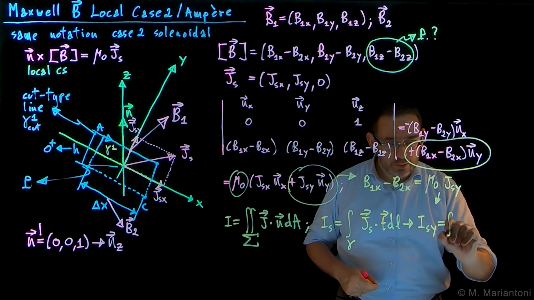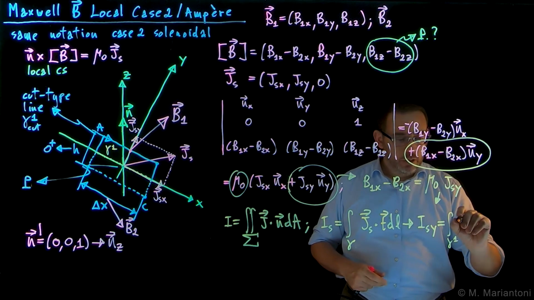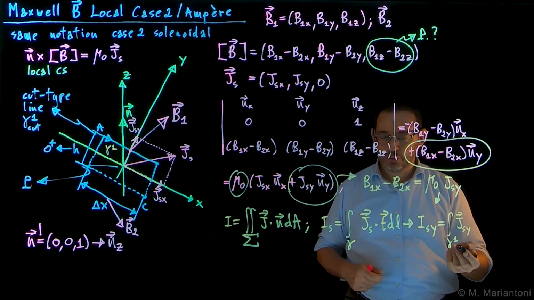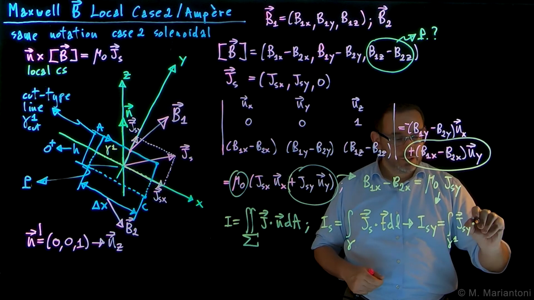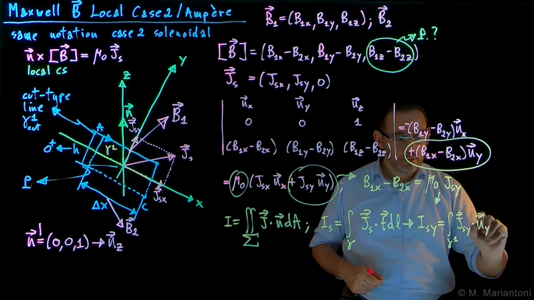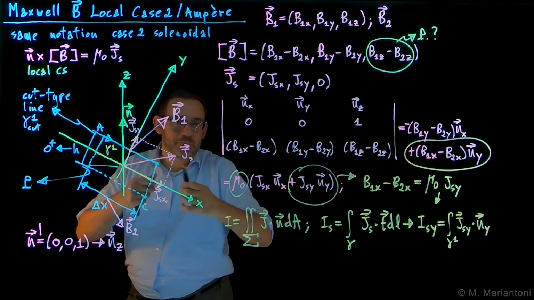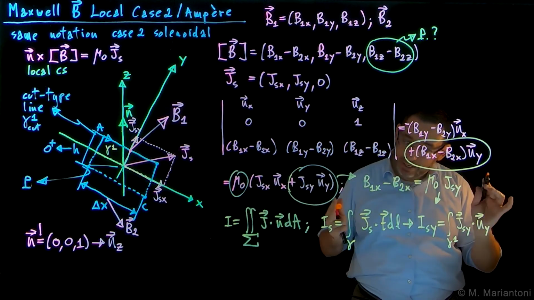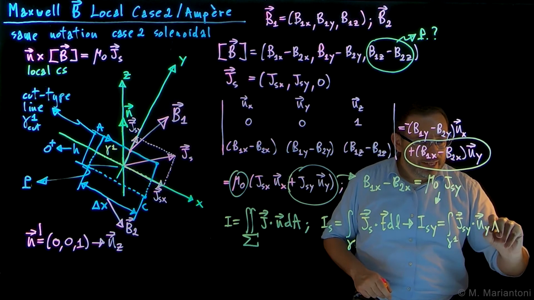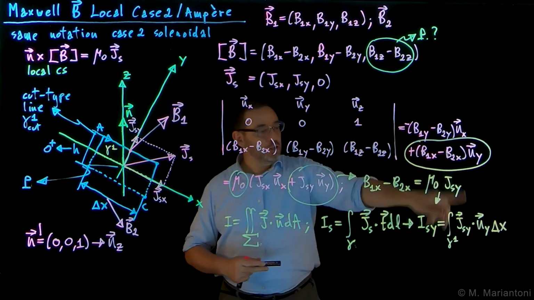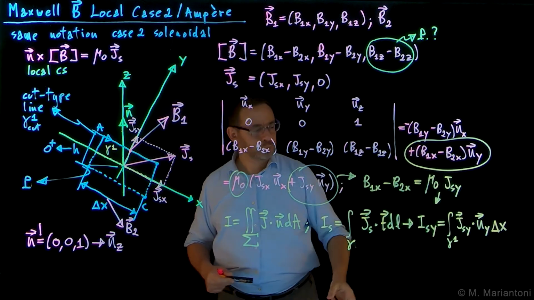And I do the line integral on gamma 1 of JS, what JS? Only JS y, the y component of JS. In this case, T is UY, the normal unit vector at this line, which is effectively my one-dimensional surface, if you want. I know this is pretty complicated, times the length of the line, which is delta x. All right, so that's what you get. So this is the final result.